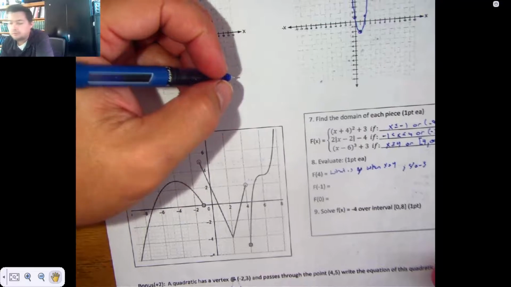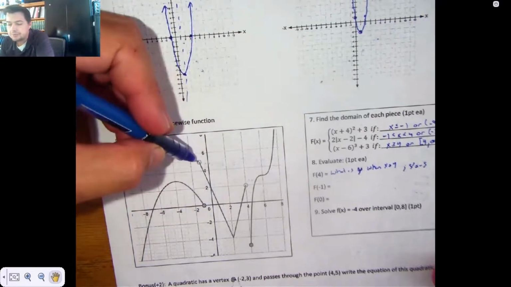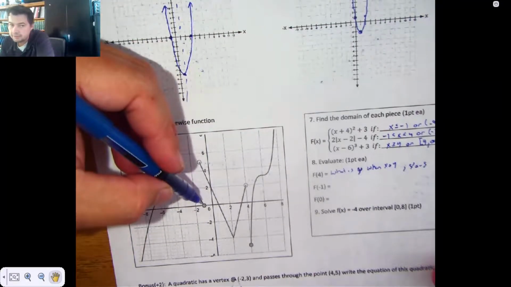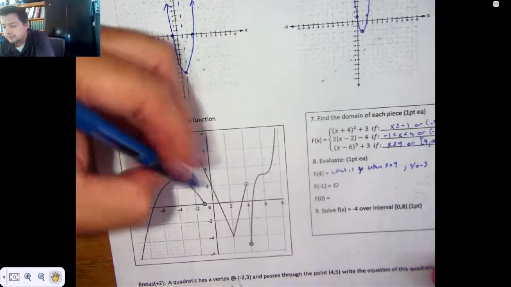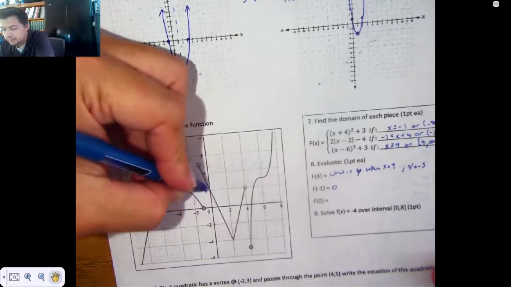All right, f of negative 1, that's going to be right here. I have a choice between an open circle and a closed circle. It has to be the closed circle. The y value there is 0. f of 0 is going to be right here. Looks like y is 2.